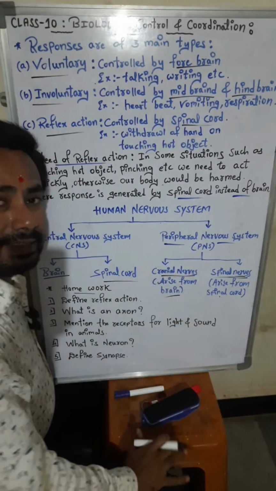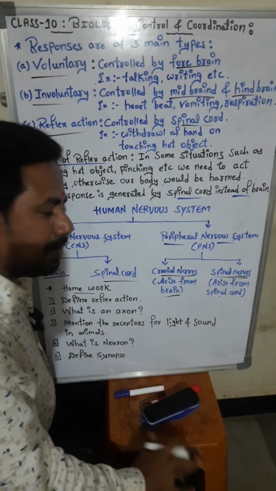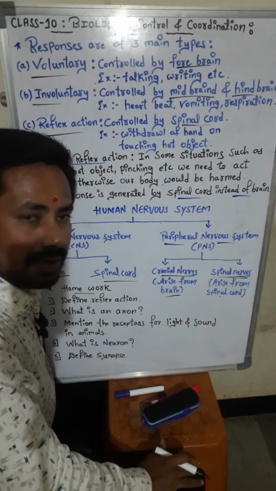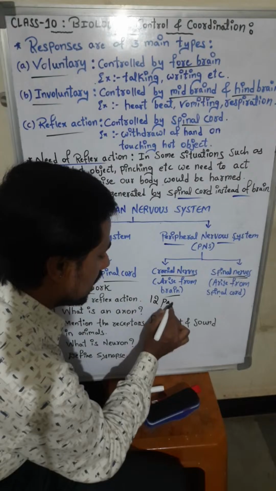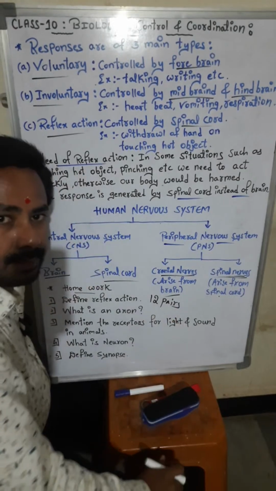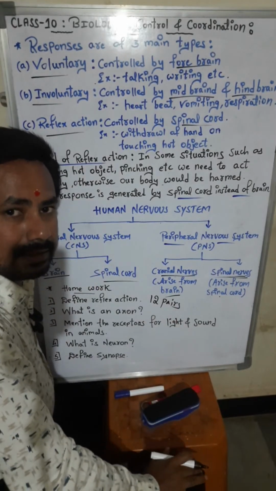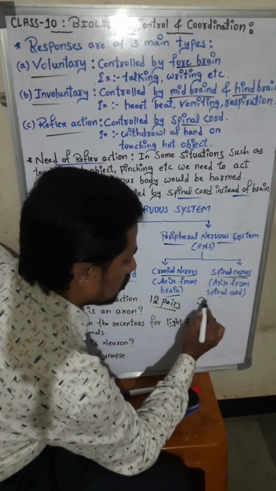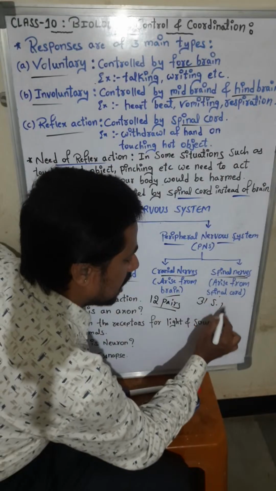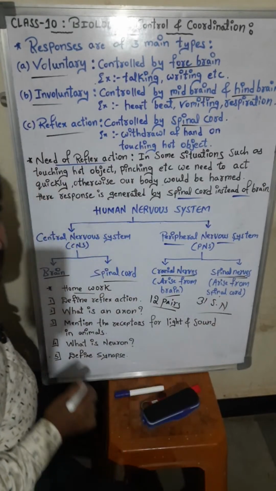How many cranial nerves are there in our body? How many spinal nerves are there in our body? 12 pairs of cranial nerves are there, students. 12 pairs. Okay, so you have to remember this one. And 31 pairs of spinal nerves are present in our body.